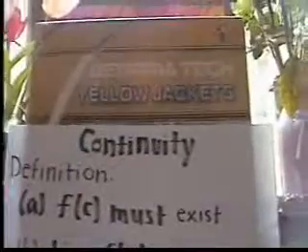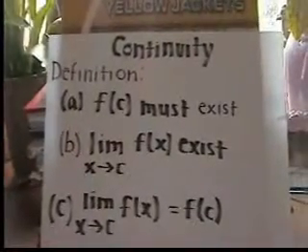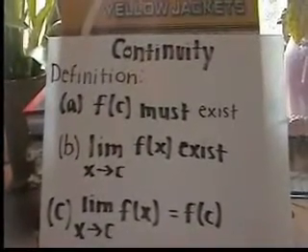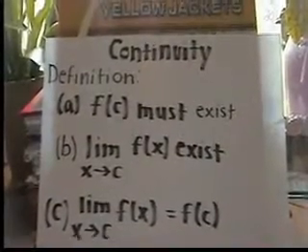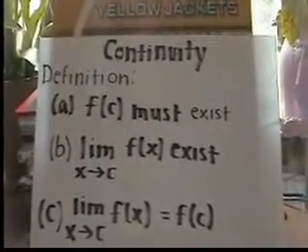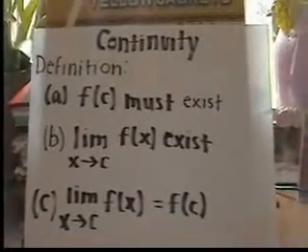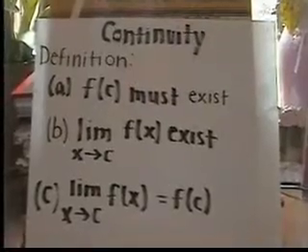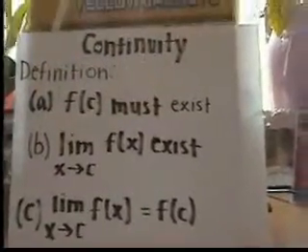Now, as we ignore this nice Georgia Tech background, continuity has a definition. It has three conditions. The first, f of c must exist. The second is that the limit as x approaches c of f of x must also exist. By these two conditions being true, the last one is that the limit as x approaches c of f of x must equal f of c.